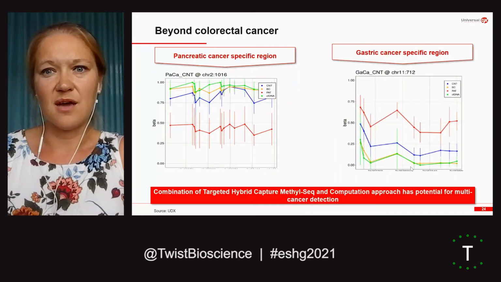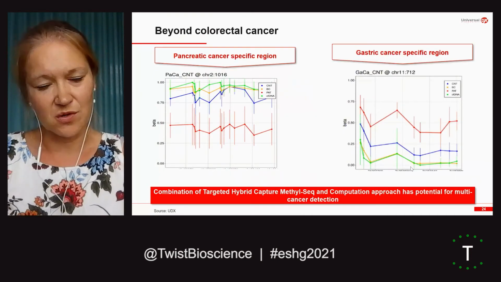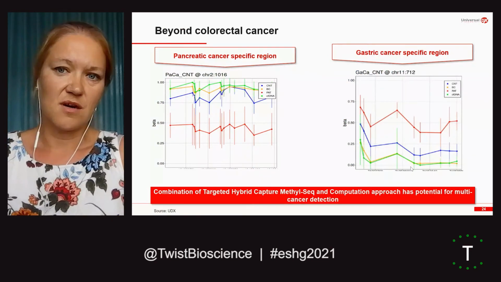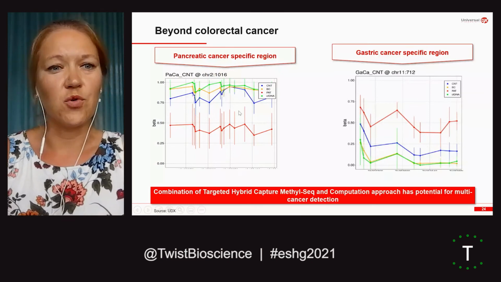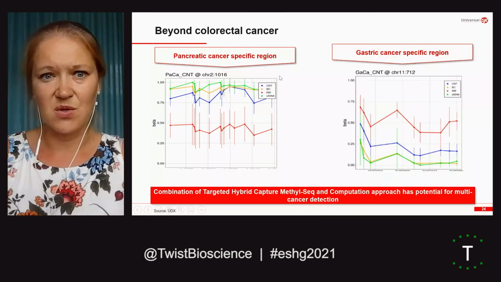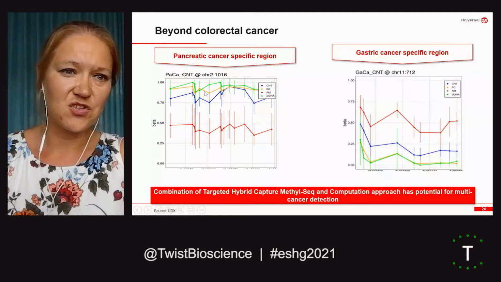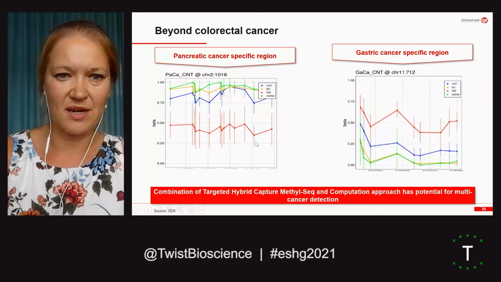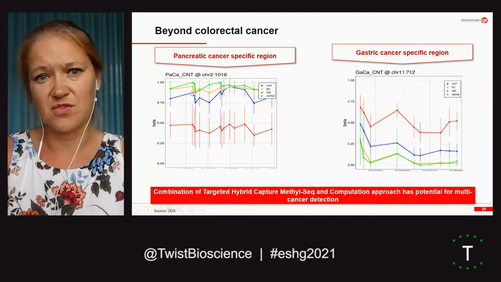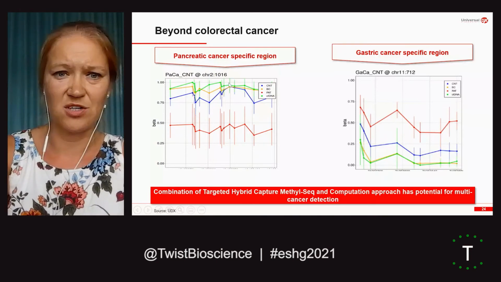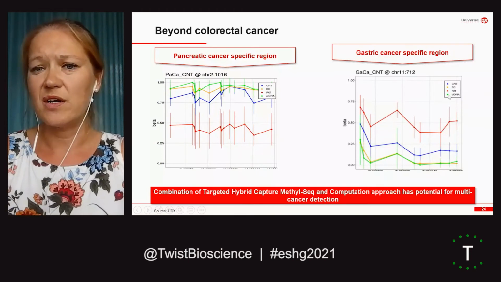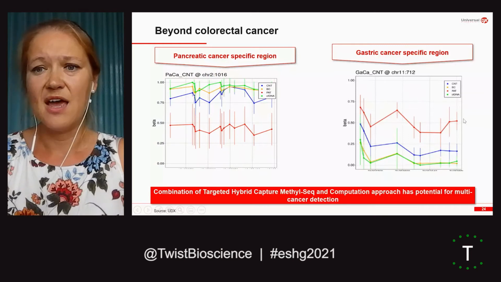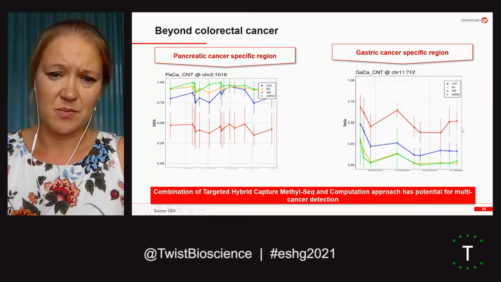Further on, we are going from colorectal cancer to other gastrointestinal cancers. Here are a couple of regions for pancreatic cancer and gastric cancer. On the left side, in the pancreatic cancer case, a clearly hypomethylated region can be seen in comparison to the buffy coat, other pathologies, and cell-free DNA. Whereas in the gastric cancer case, you can see hypermethylation for the red line for the gastric cancer patients.